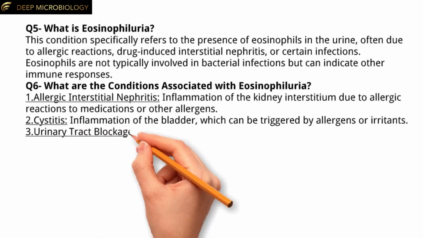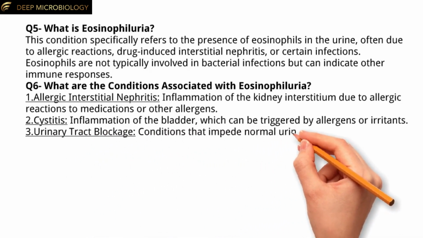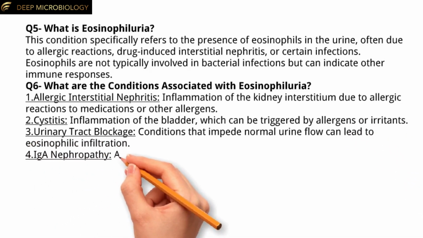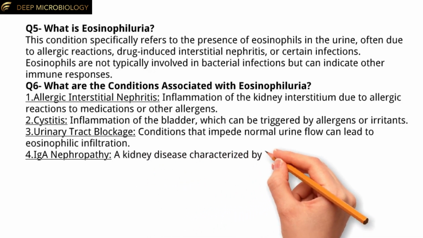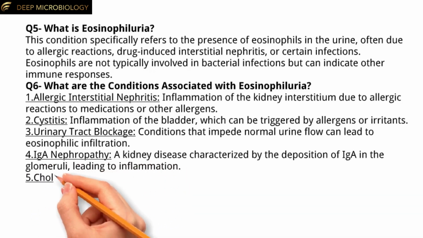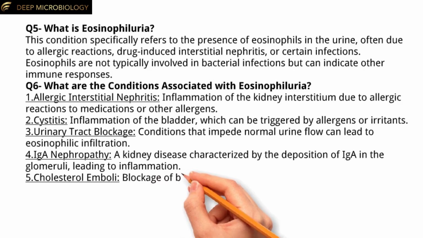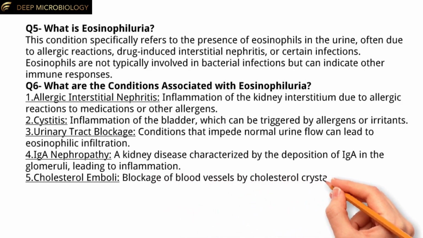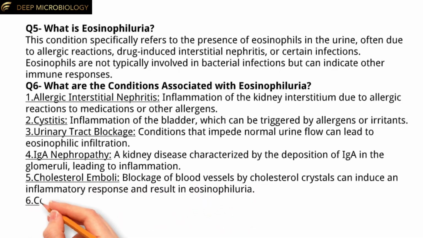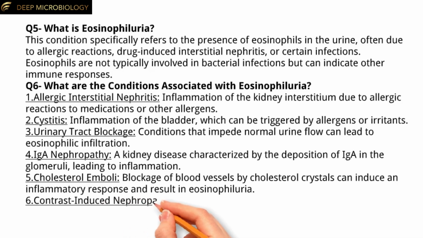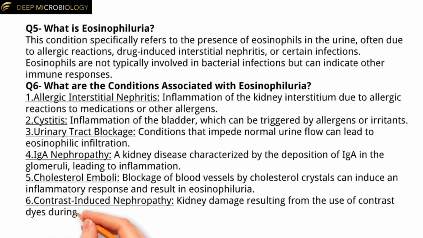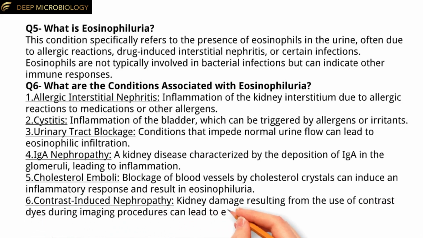3. Urinary tract blockage. Conditions that impede normal urine flow can lead to eosinophilic infiltration. 4. Immunoglobulin A nephropathy, a kidney disease characterized by the deposition of IgA in the glomeruli, leading to inflammation. 5. Cholesterol emboli. Blockage of blood vessels by cholesterol crystals can induce an inflammatory response and result in eosinophiluria. 6. Contrast-induced nephropathy. Kidney damage resulting from the use of contrast dyes during imaging procedures can lead to eosinophilic infiltration.